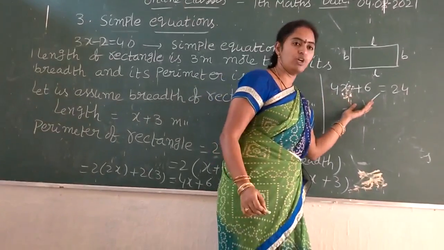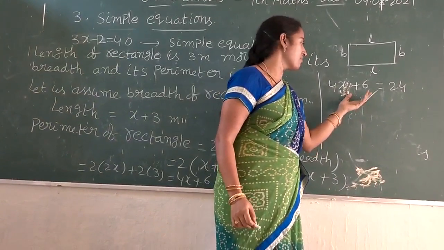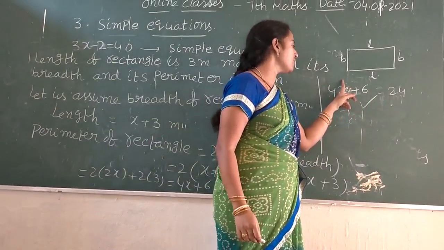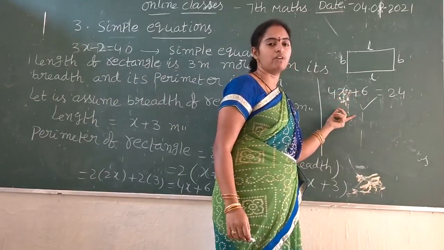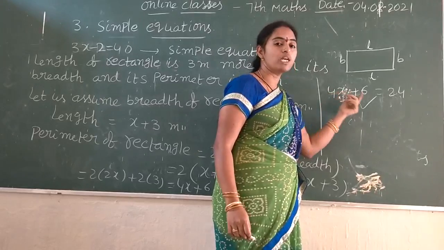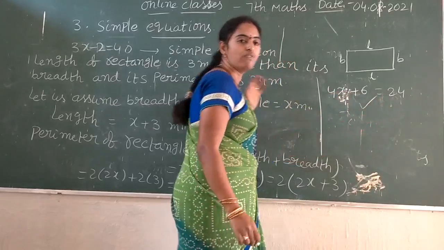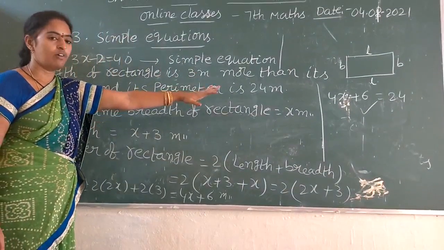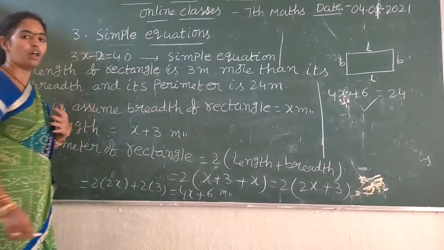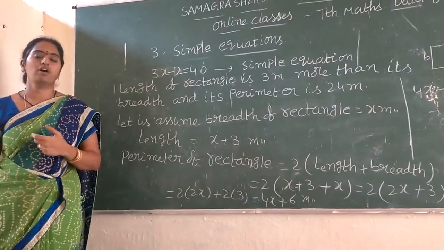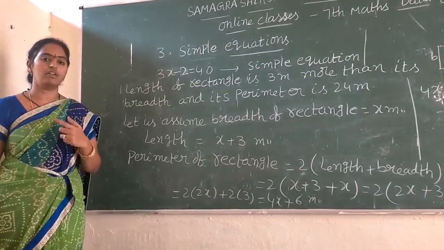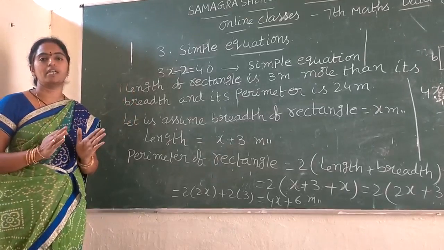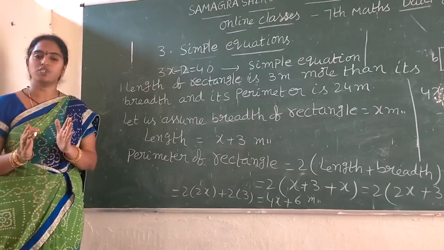So, this is a simple equation. Why? Because this equation has only one variable with exponent 1. What is that equation? 4x plus 6 equal to 24. From this given statement, we get the simple equation. So all of you learned how to convert a mathematical statement into a simple equation. Understand, children?